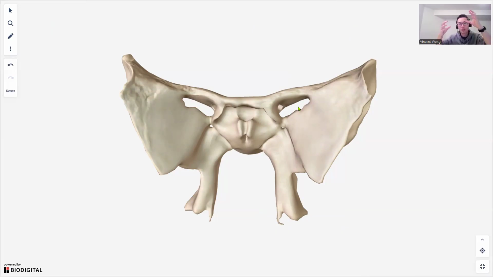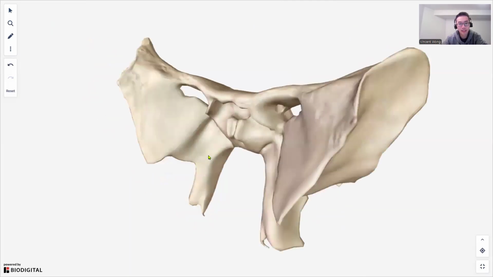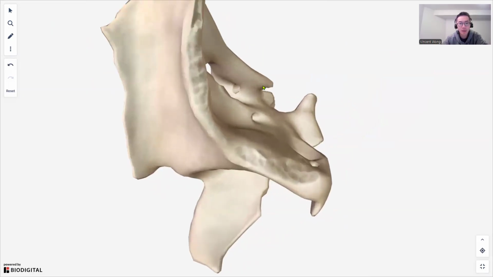You know the eyeball, right? The eyeball has the nerve coming out from it, and we need to have an opening for the nerves to go through. Excellent.